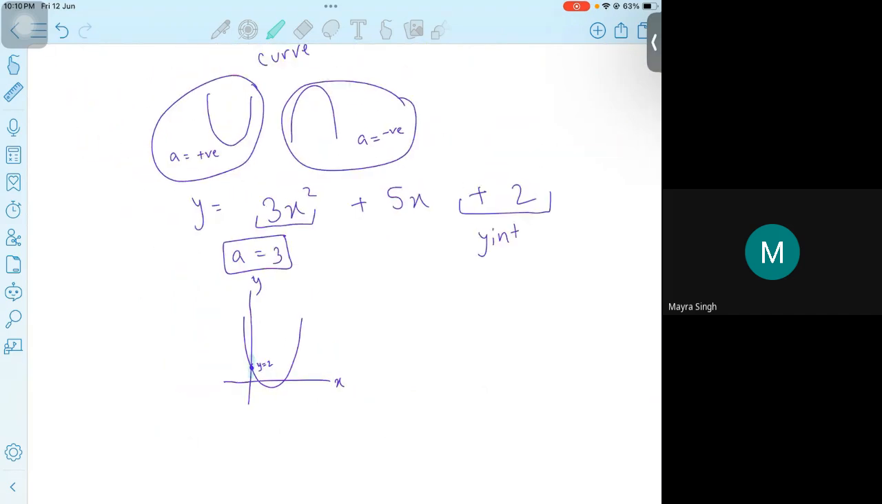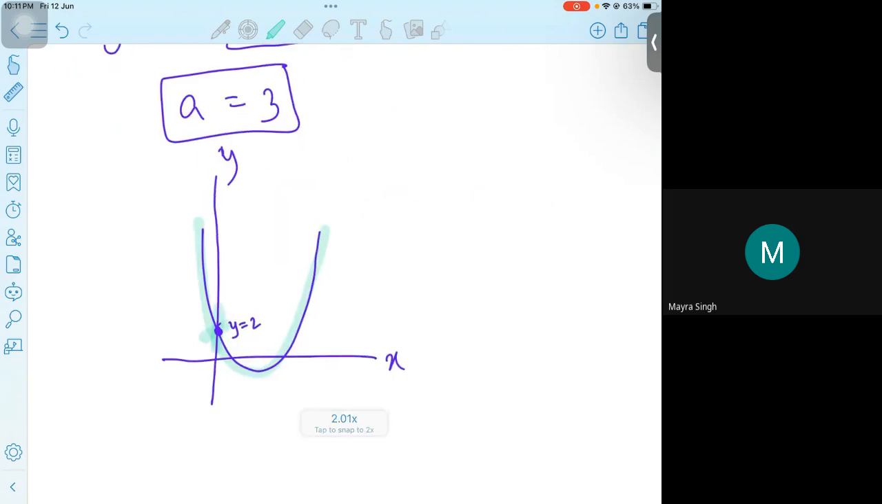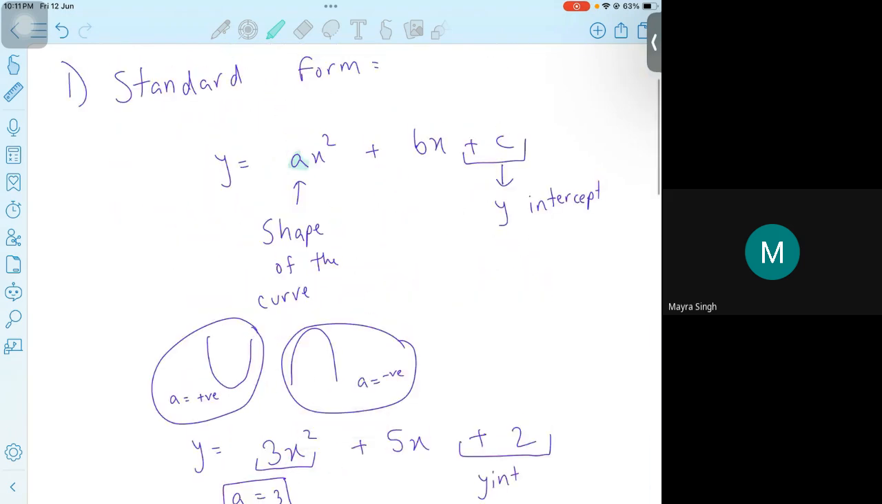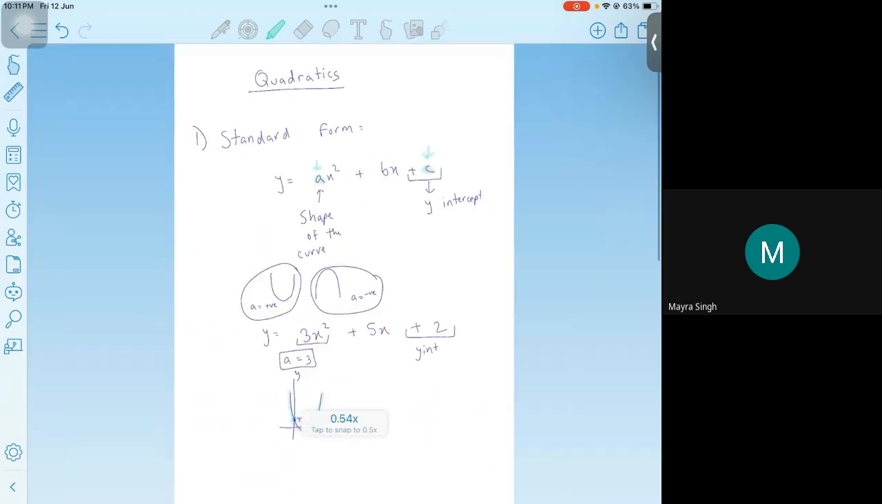So even before I start working out with this equation or find any other information, just from these two parts, I can tell that the shape is going to be like this. And secondly, the y-intercept is going to be here. So that's what the value of a and the value of c tells me from this standard form. Okay, can we all move on?